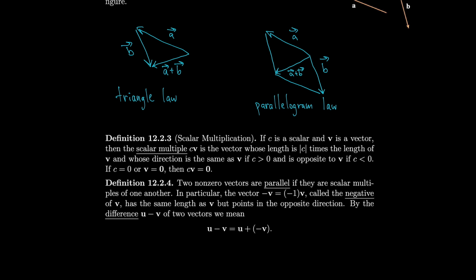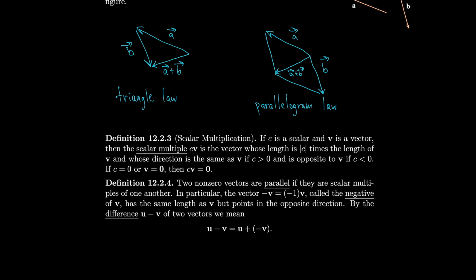Next up, scalar multiplication. If c is a scalar and v is a vector, then the scalar multiple c times v is the vector whose length is the absolute value of c times the length of v, and whose direction is the same if c is positive and opposite if c is negative. And then if c is 0, it just makes it the 0 vector. So this means that if I have a vector and I multiply it by some number, then that makes it longer or shorter. And it changes the direction if the number I multiply is negative.